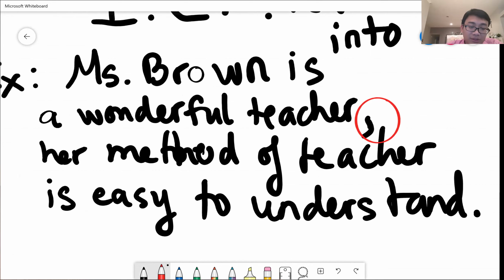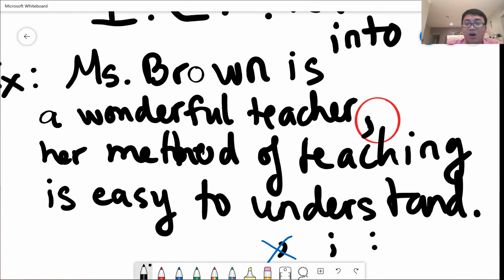Should I use a comma? Should I use a semicolon? Should I use a colon? Which one is better? Now, first of all, a comma is a no-no in this case because it will create a comma splice. Why? Ms. Brown is a wonderful teacher. That is an independent clause. Her method of teaching is easy to understand. This is also an independent clause. It's a complete sentence. So you must not have a comma.